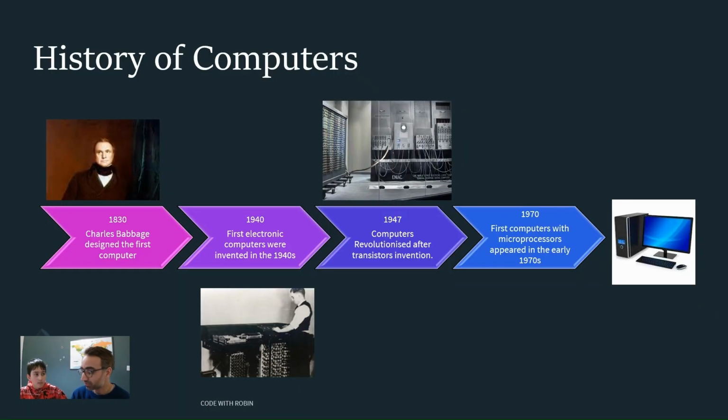Then, after 100 years, there was a revolution. Electricity was understood by people. People were having access to electricity. And then the first electronic computer was invented in 1940. Then in 1947, a revolution took place when the transistor got invented, after vacuum tubes. In the early 1970s, the first computers with microprocessors appeared.